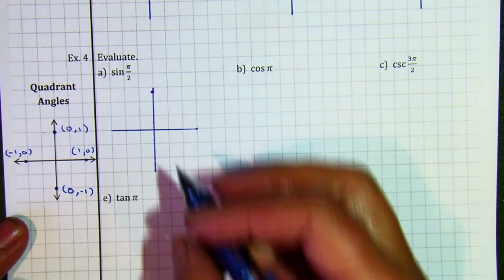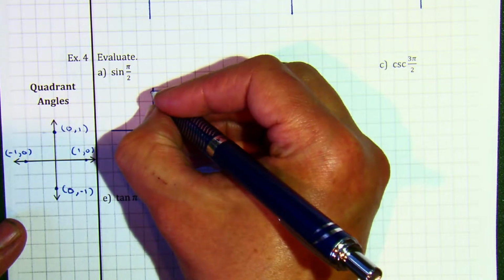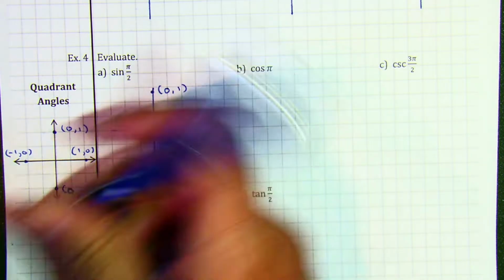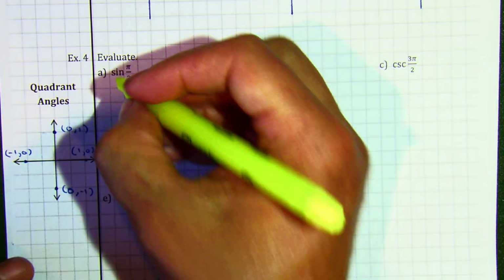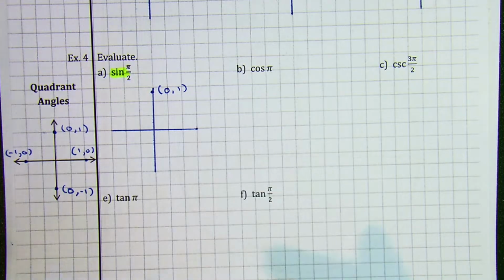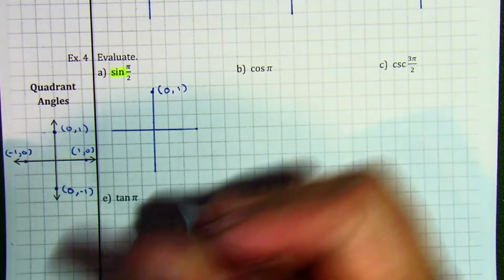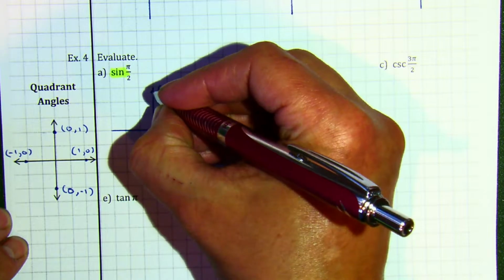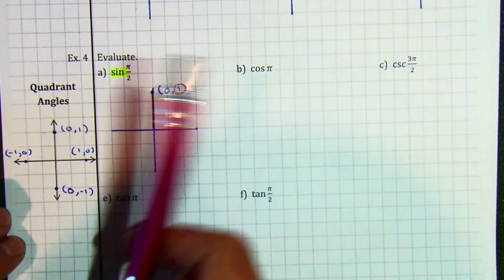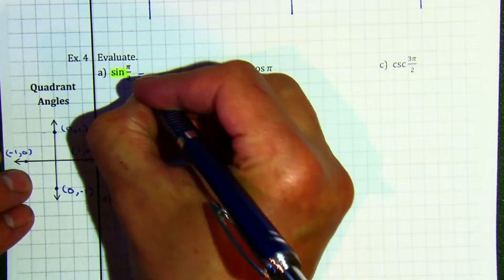So therefore, sine of pi over 2 is located up here. This will be 0, 1. And I need to think, is sine my x or my y value? Sine is my y value. And the y value is 1, because the length of this segment, my y, is 1. So therefore, this is equal to 1.